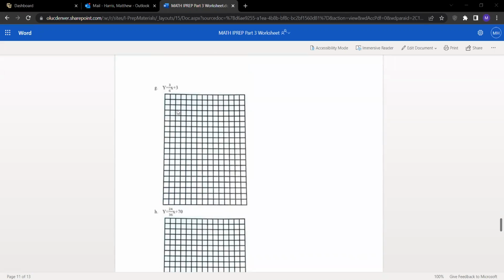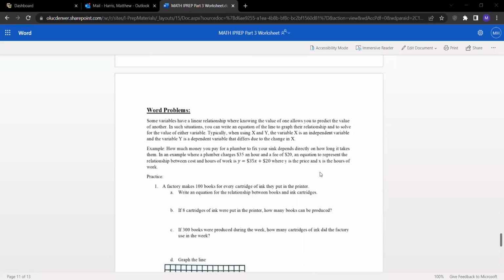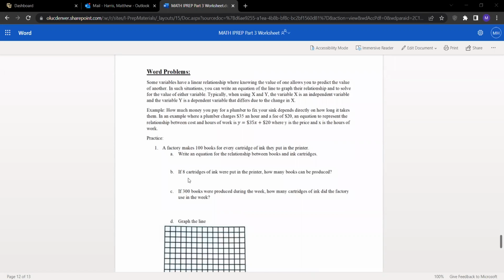Here are a couple more. 3x plus 3, 24, 36 plus 70. So you can feel free to take pictures, try this on your own paper. But we're going to go ahead and move on to word problems.